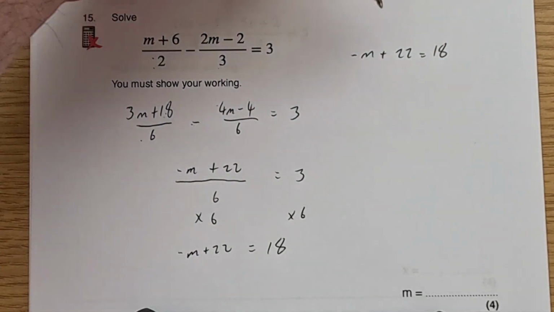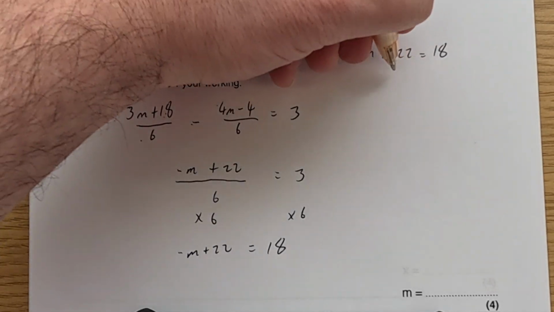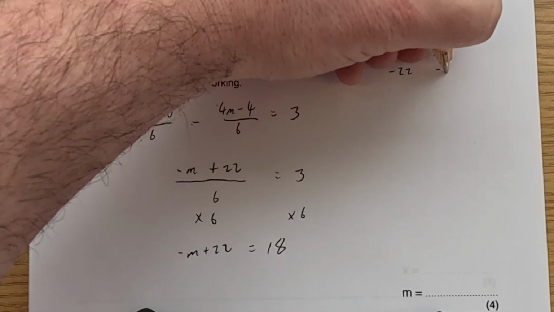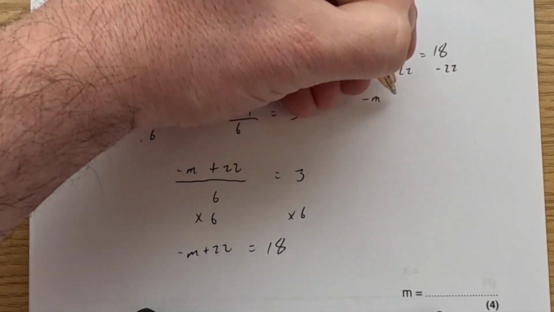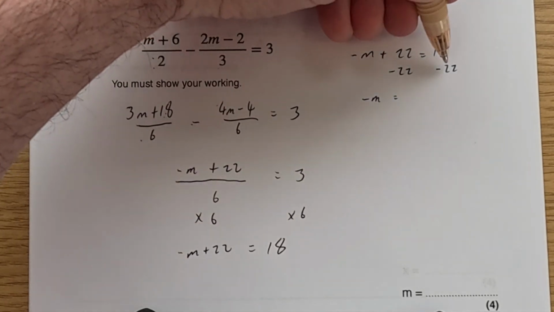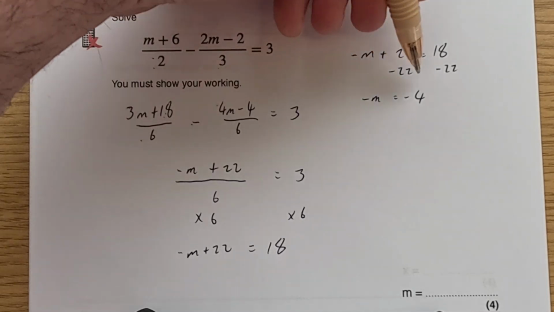Now at this point, we could add m to both sides, or I'm actually just going to take away 22 from both sides here. So take away 22 and take away 22. So that would leave us on the left-hand side with just minus m. And the right-hand side with 18, take away 22, that's going to be minus 4. So we've got minus m is equal to minus 4.